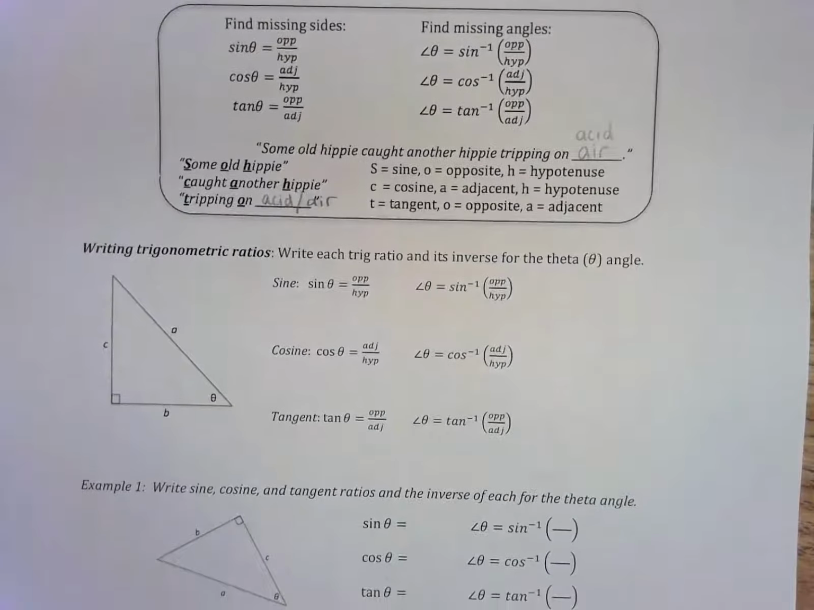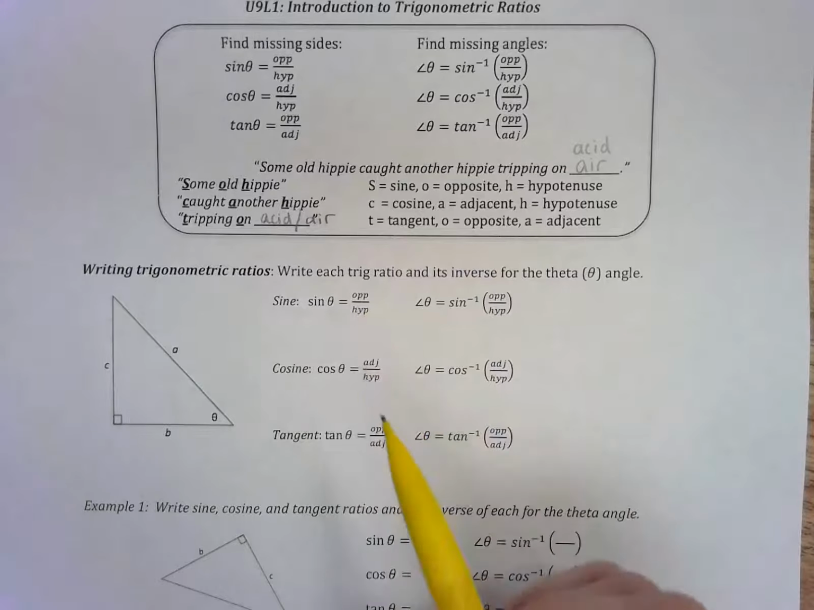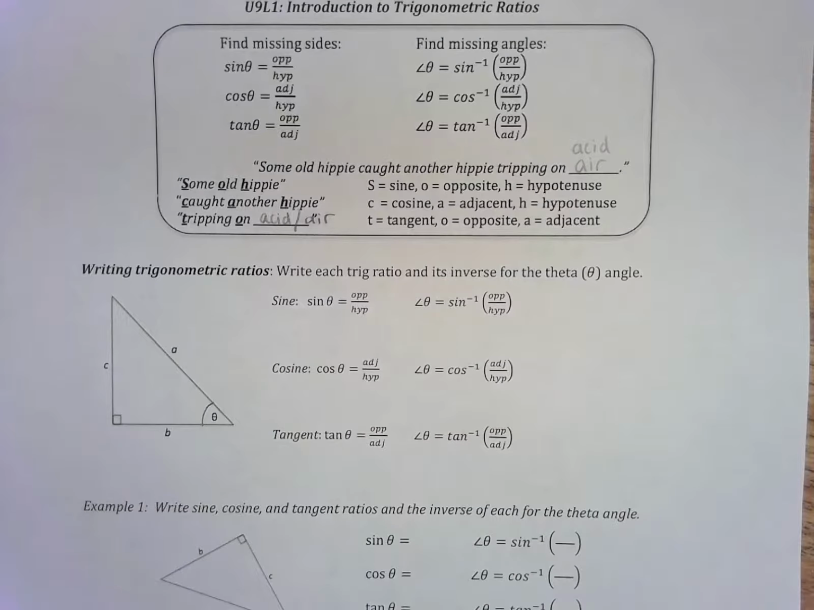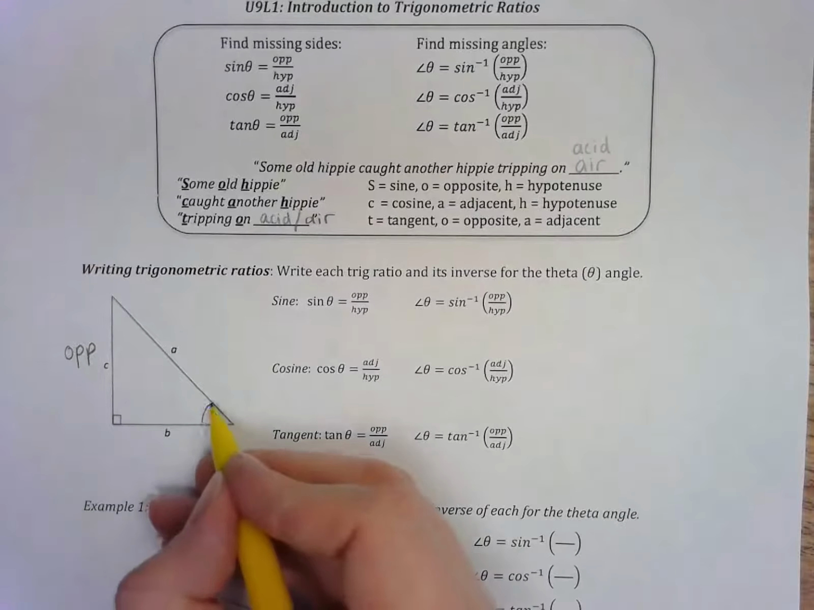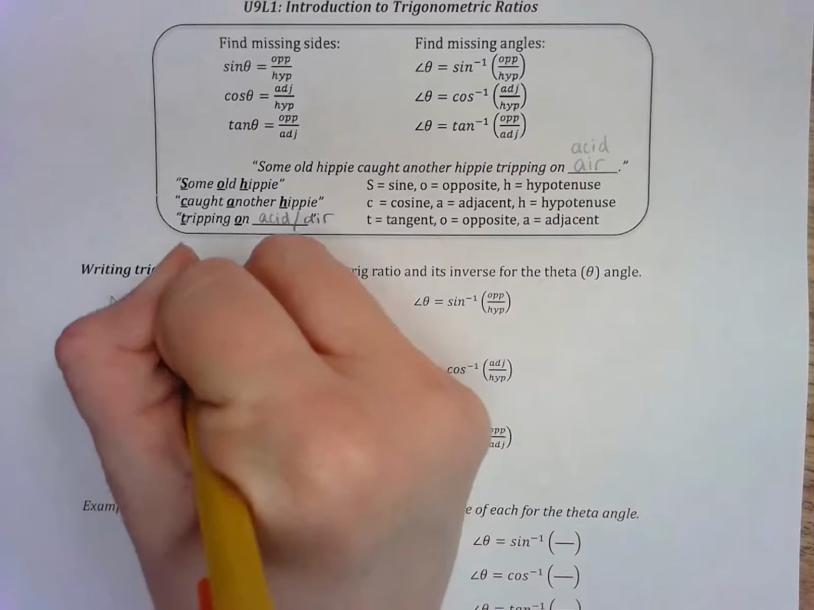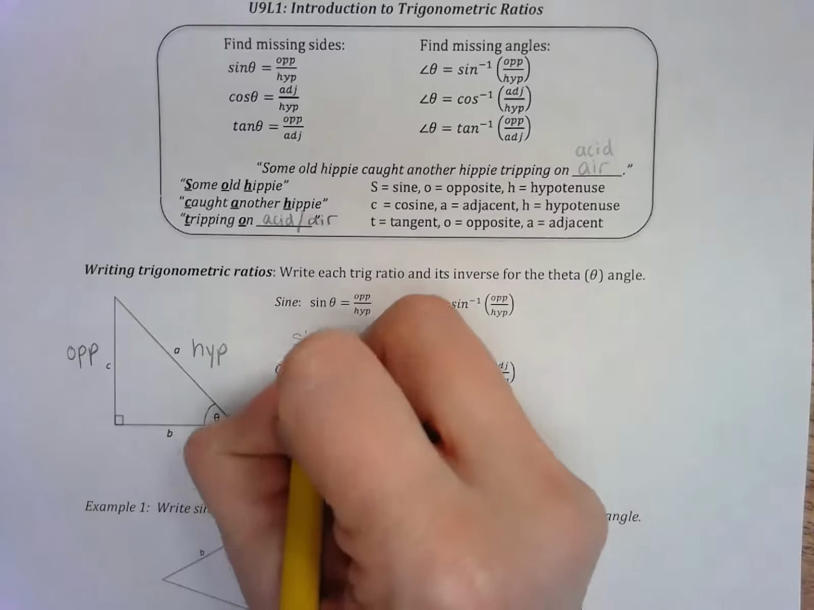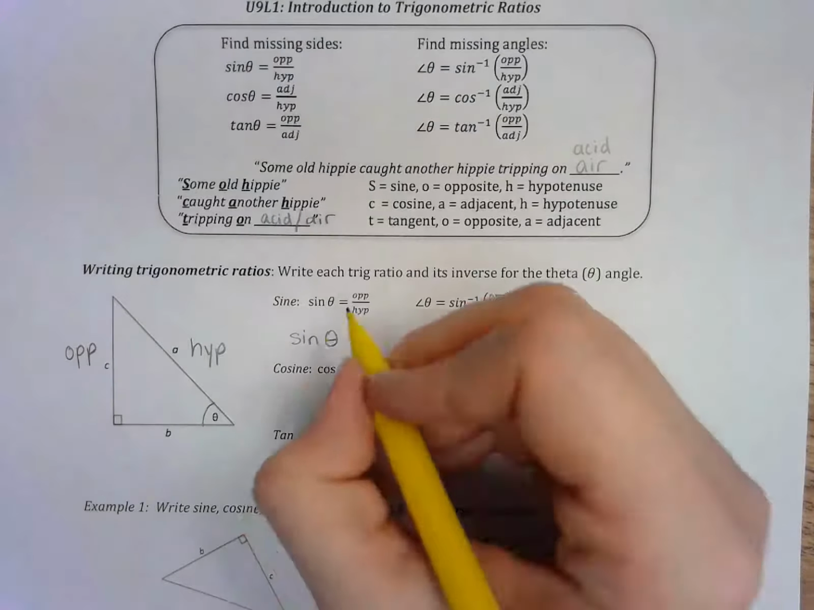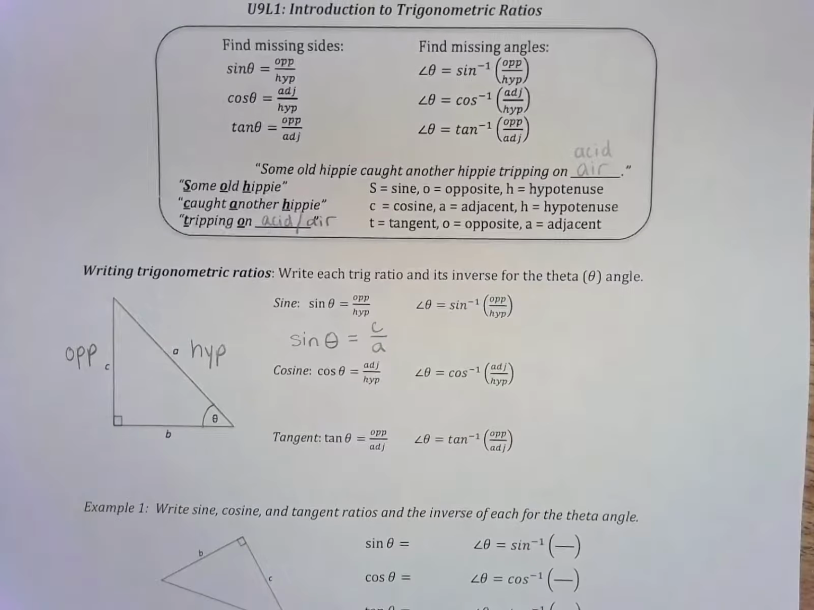So let's write trig ratios for a right triangle. If sine is the ratio of opposite to hypotenuse, from our theta angle, so here it is labeled theta, the opposite side is this one, C, and from our theta angle, the hypotenuse, which is always across from the 90 degrees. So sine of theta, be sure to include your theta symbol, is going to equal opposite, which is labeled as C, over hypotenuse, which is labeled as A. So that is the sine ratio for that theta angle.